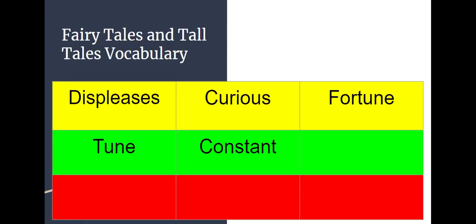Before we do that, let's go over our vocab words that we have learned throughout this unit so far. Again, I'm going to say the word. You're going to repeat it after I say it. Here we go. First word, displeases.